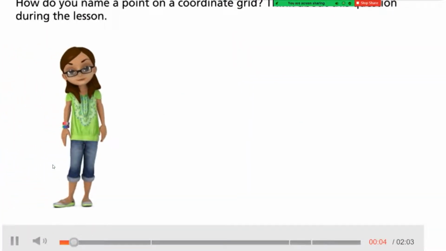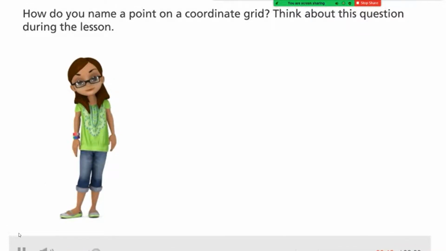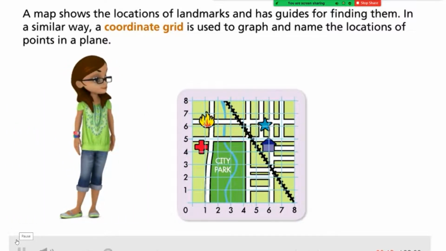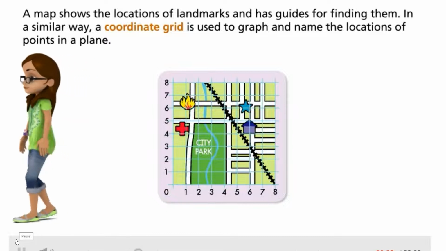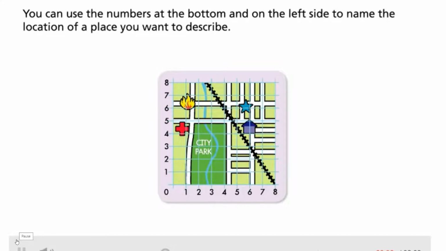How do you name a point on a coordinate grid? Think about this question during the lesson. A map shows the locations of landmarks and has guides for finding them. In a similar way, a coordinate grid is used to graph and name the locations of points in a plane. How can you use the grid on the map to describe the location of a place? You can use the numbers at the bottom and on the left side to name the location of a place you want to describe.